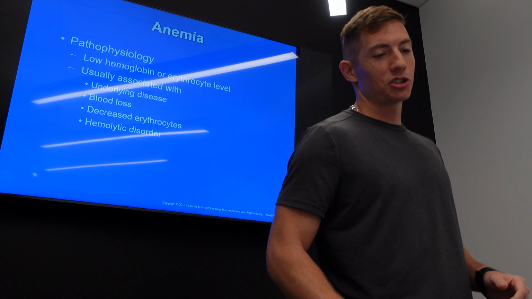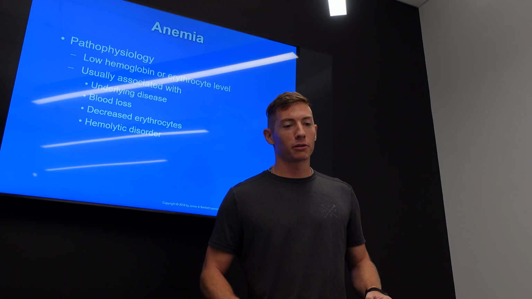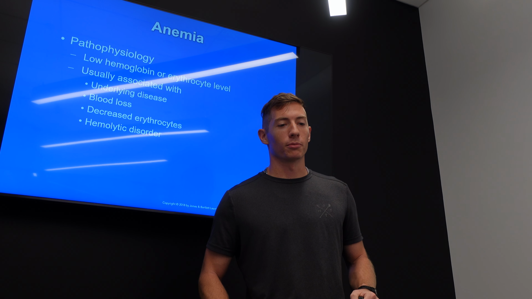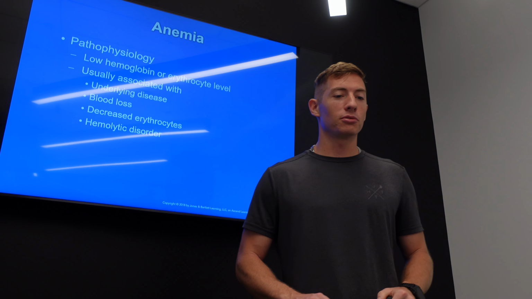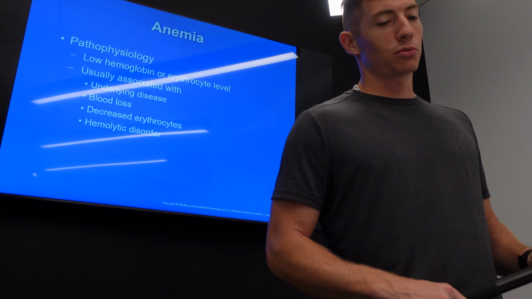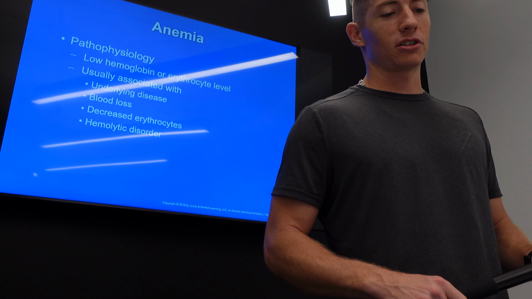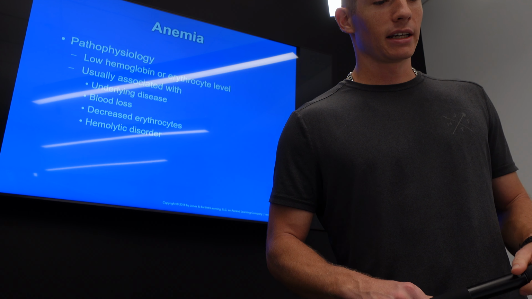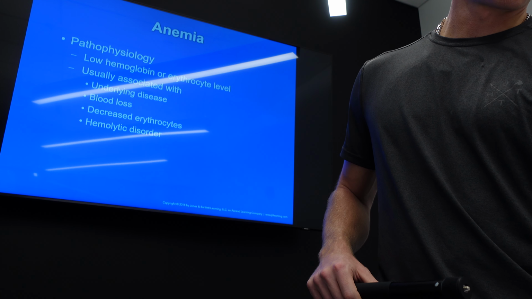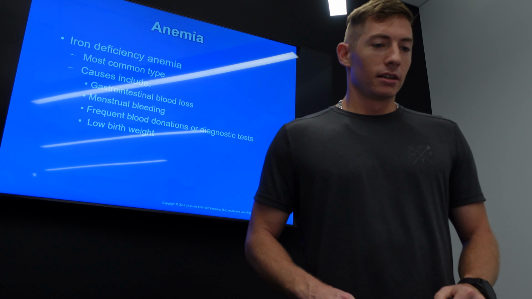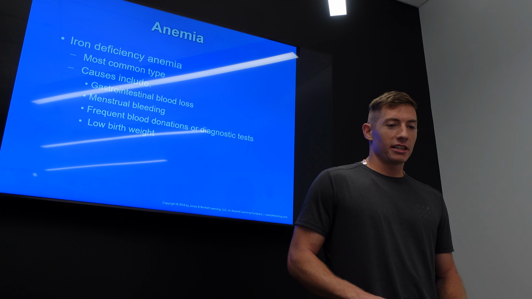So pathophysiology: we have a hemoglobin or erythrocyte level that is lower than normal, usually associated with an underlying disease process, acute or chronic blood loss, decreased production, increased destruction of erythrocytes, or a pre-existing hemolytic disorder. You could have an iron deficiency anemia.